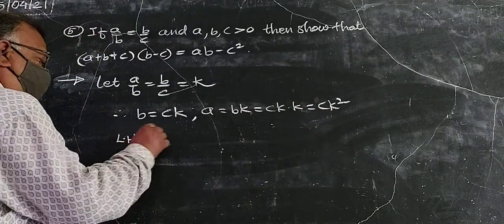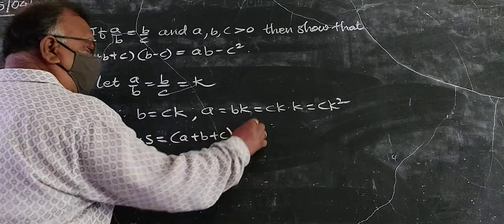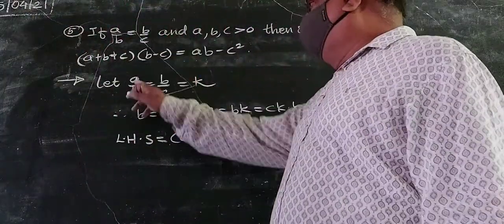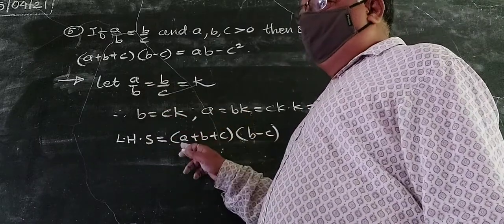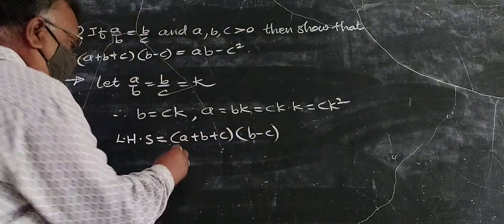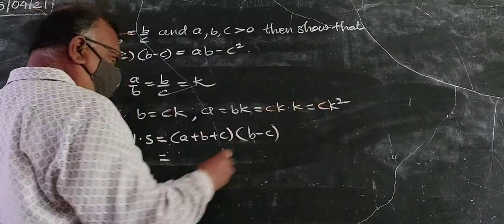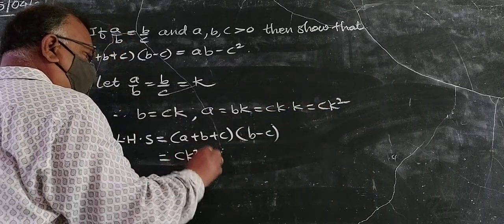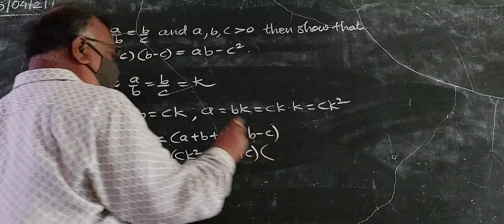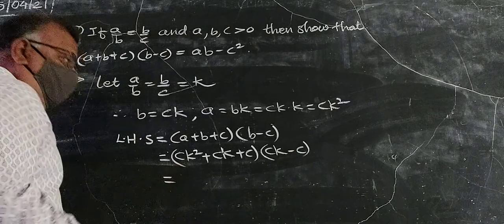Now we shall write LHS is equal to A plus B plus C into B minus C. Wherever you see A, wherever you see B, write the values of A and B in this. Simple, only substitution. A is CK square plus B is CK plus C. First bracket, I wrote everything. Then B is CK minus C. Okay, fine, done.